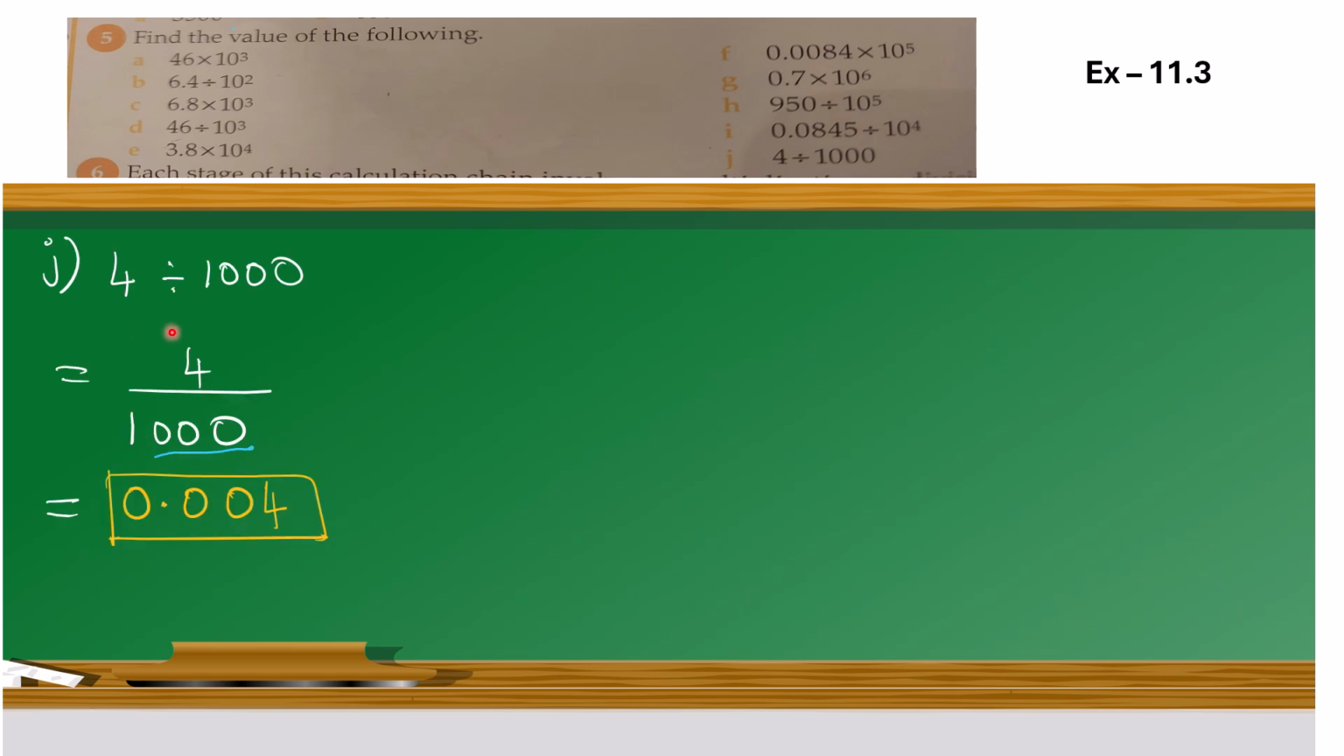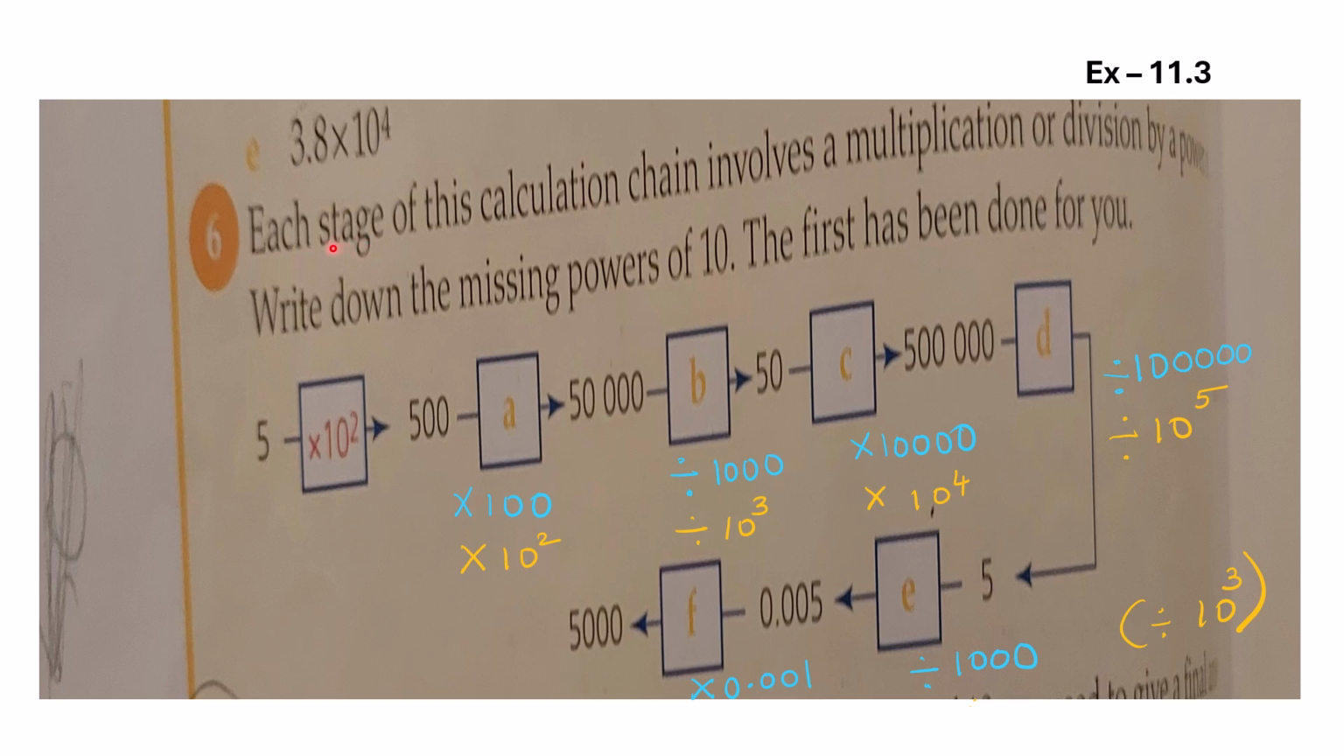J sum, 4 divided by 1000. So how can we write it as a fraction? 4 by 1000. Okay, how many zeros do we have? 3 zeros. That means what? After the decimal point, we are supposed to have 3 places. So 0.004 is the answer.